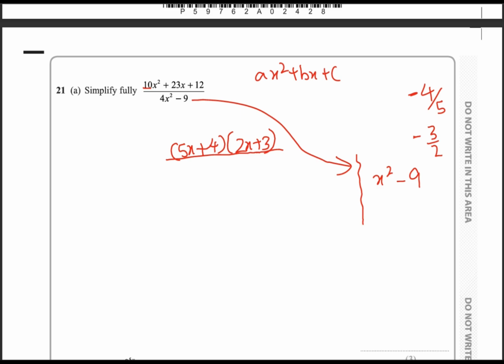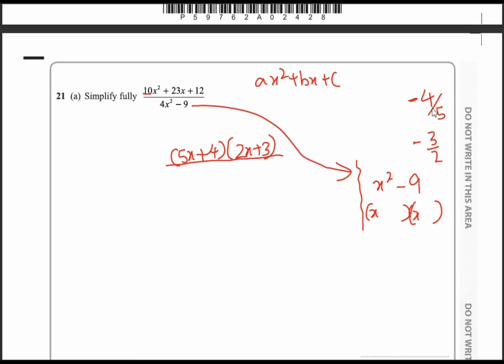So in this case I have two factors, and first to each factor you put the square root of the first thing. What's the square root of x squared? It's x. So to each factor you put x. Then to one you put plus, and to the other you put minus, and then you figure out the square root of the second number. The square root of 9 is 3, so I put 3 here and 3 here. My factors are x plus 3 and x minus 3.